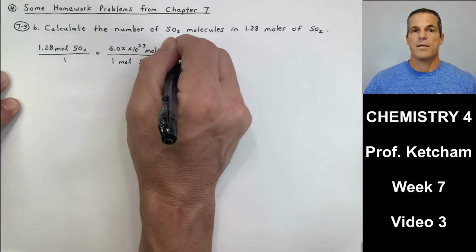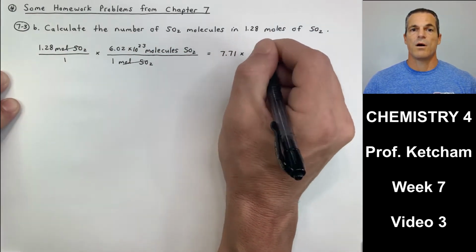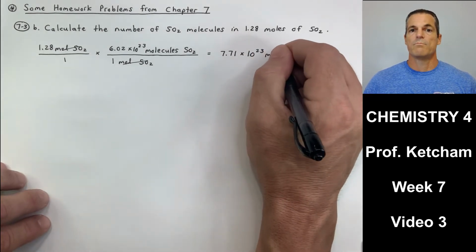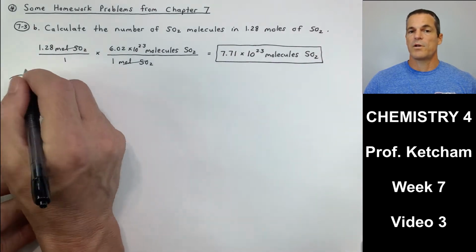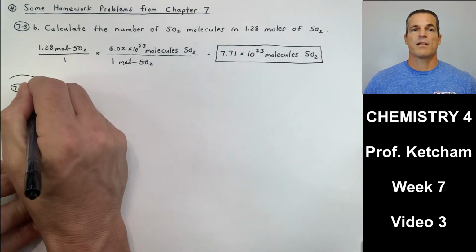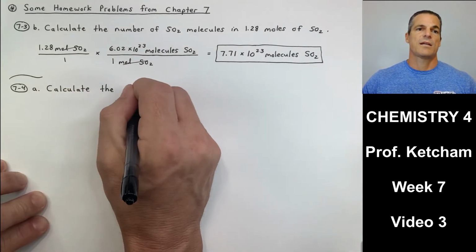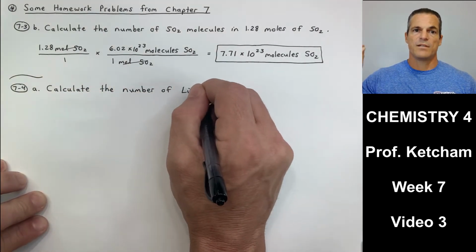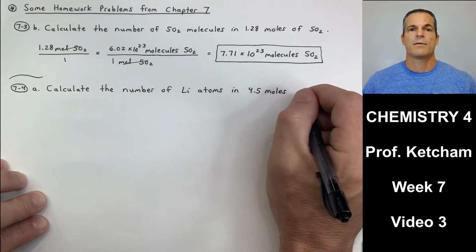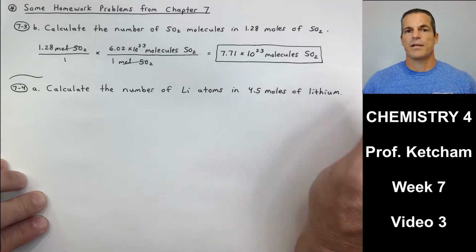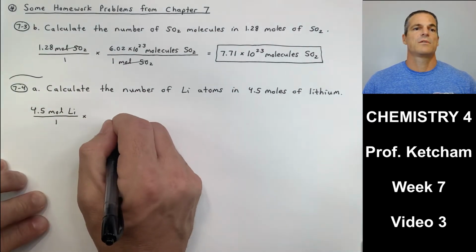This is number 3B. So it says calculate the number of SO2 molecules in 1.28 moles of SO2. So 1.28 moles, you start with what you're given, put it over 1. And to get from moles to molecules, we have to use Avogadro's number. And I see that I have to have 1 mole for every 6.02 times 10 to the 23rd molecules, SO2. Okay, so started with 3 sig figs. My answer is 3 sig figs, 7.71 times 10 to the 23rd molecules.